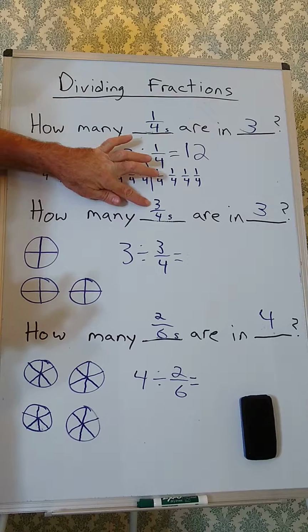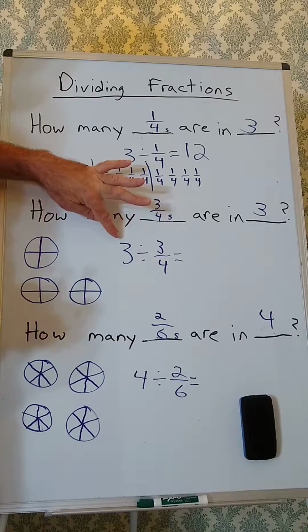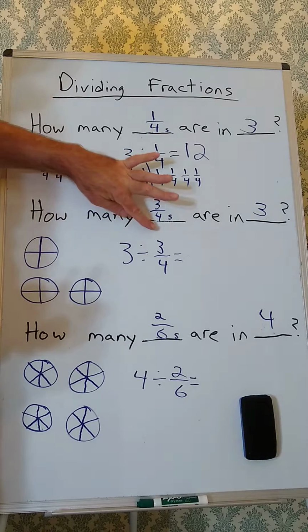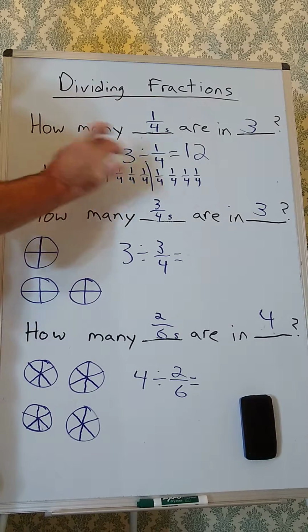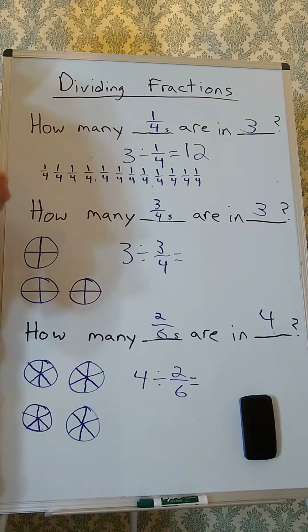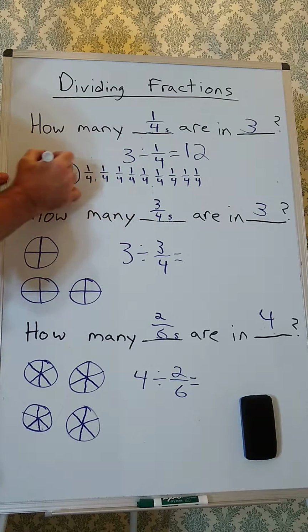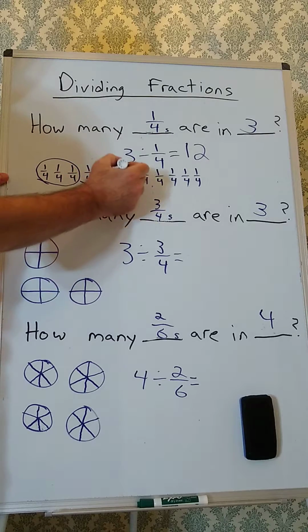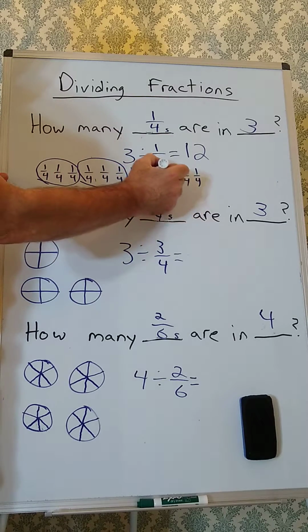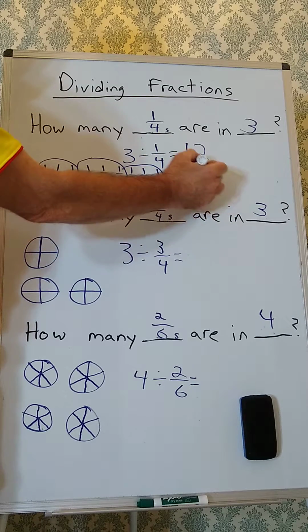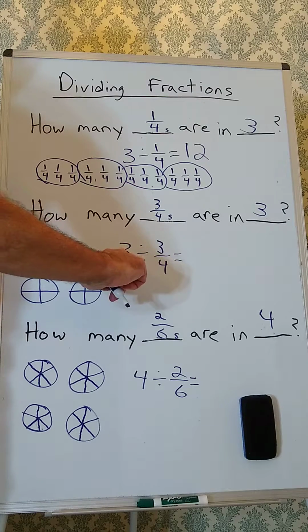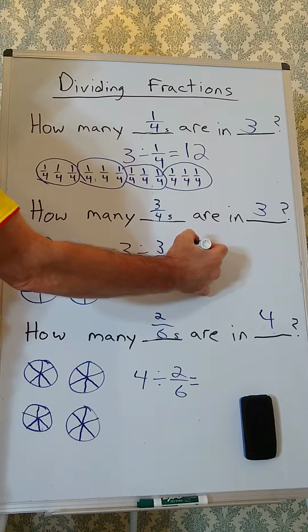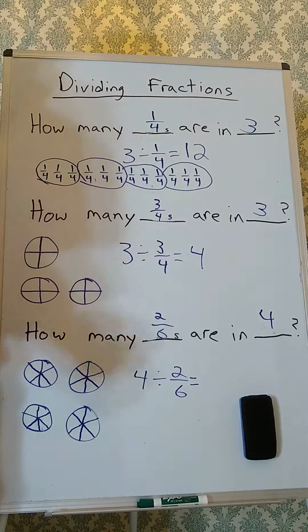Well, what if the numerator is not 1? So what if we ask the question, what's 3 divided by 3/4? Or how many 3/4 are there in 3? Well, we can look at it here. How many 3/4 are there? Well, there are 3/4. There's 1, 2, 3, 4. How many 3/4 are there in 3? Well, there are 4. So 3 divided by 3/4 is 4.